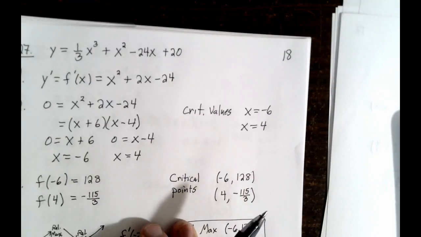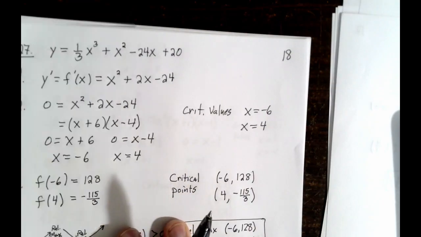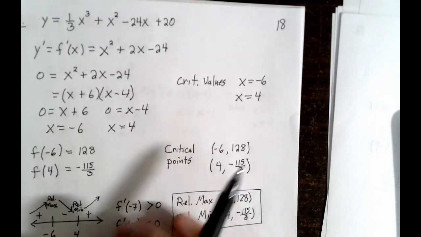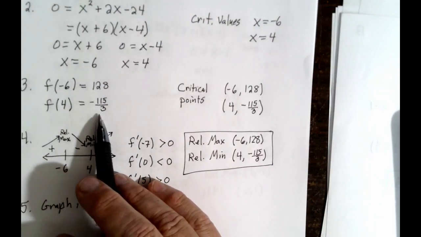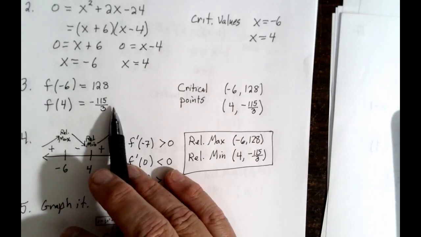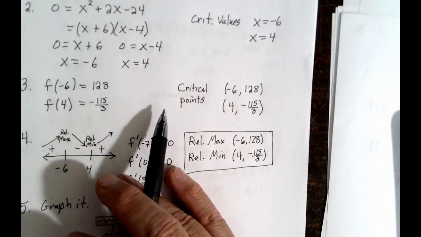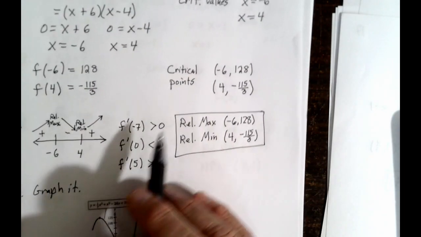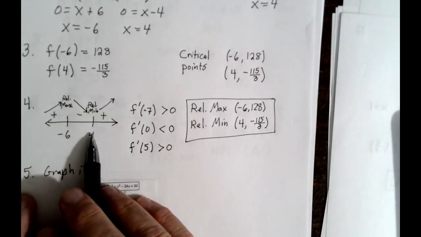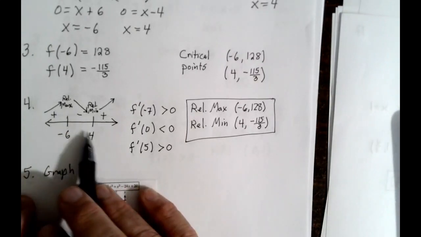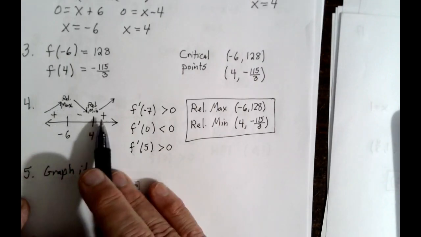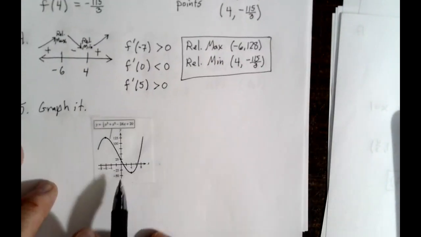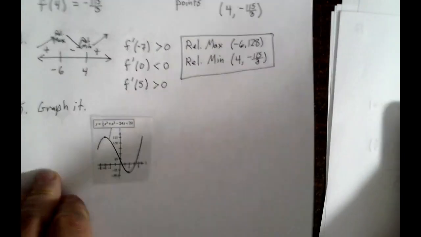27, we take the derivative, we set it equal to 0, and we get critical values of -6 and 4, and you plug those into the original function, and you get 128 and -115/3. Those are your critical points. And now you divide up the number line and check a number in each region, and you get your plus minus plus, so now you have relative max, relative min. And when you graph it, it all matches up exactly with what we found.